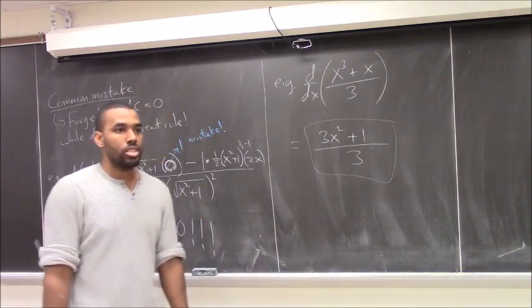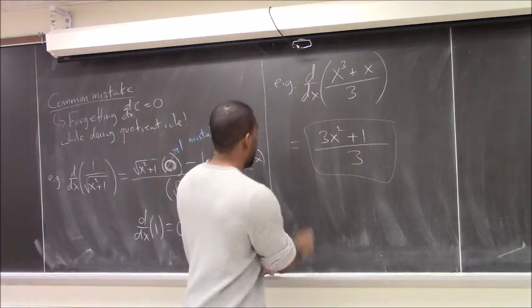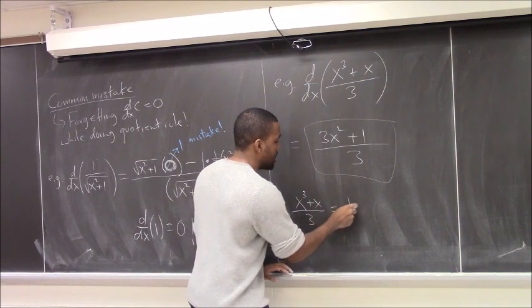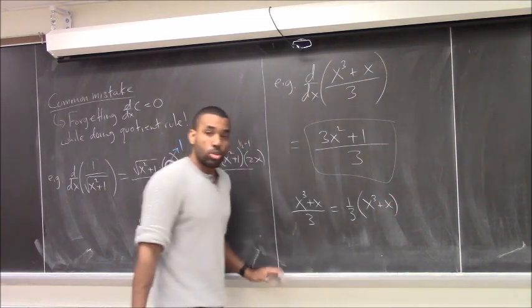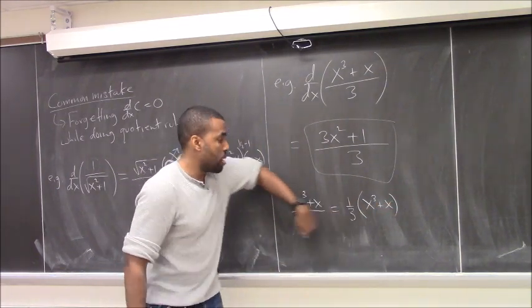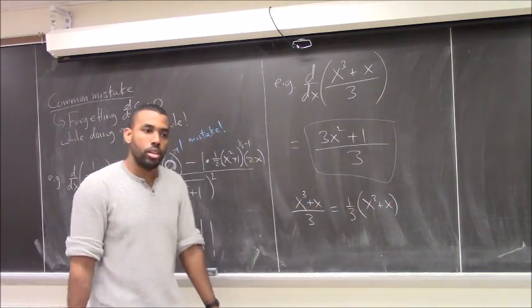Yeah? Because it's technically a constant of 1/3. It's a constant factor of 1/3. In other words, if I see x cubed plus x all over 3, it's exactly the same as me saying 1/3 times x cubed plus x. So the rule says I can just leave that alone and differentiate this. And then when I multiply back by the 1/3, I end up just putting that through the denominator again.